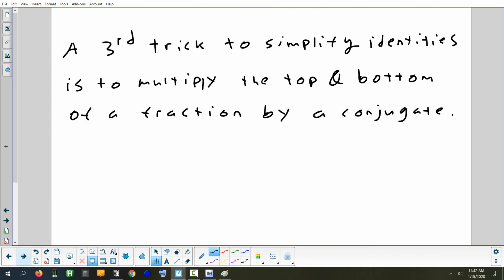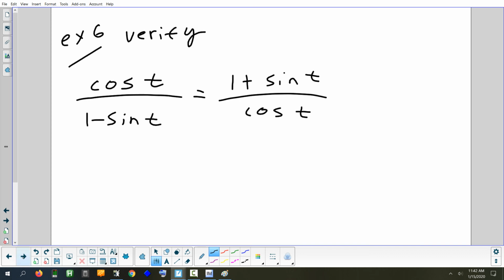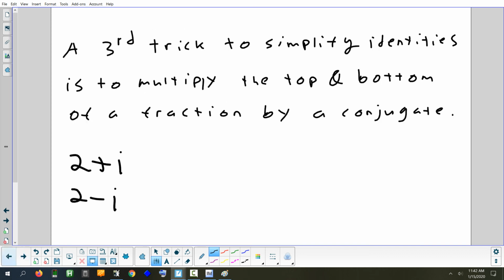All right. So the third trick that can come up when we're doing these is to multiply by the conjugate. So we've done conjugates before. We did them with imaginary numbers. Conjugate is when you change the sign of what's in the middle. Okay? We're not going to have imaginaries. We might have something like 1 minus sine, and the conjugate would be 1 plus sine. Okay? So the conjugate is when you change the sign.